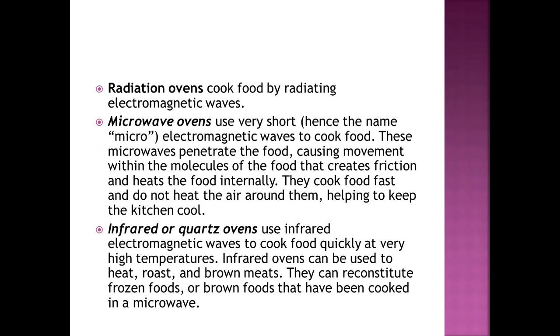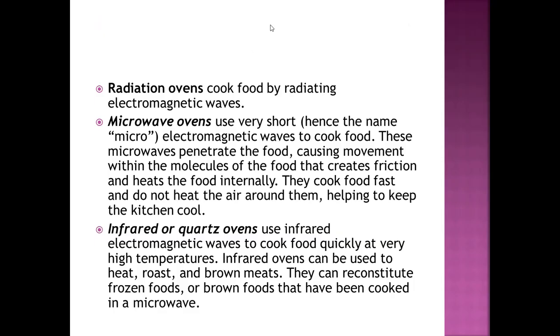So for this one, they use infrared electromagnetic waves to cook food quickly at a very high temperature. So infrared ovens can be used to heat, roast, and brown meats. They can reconstitute frozen foods or brown foods that have been cooked in a microwave. So that is for our radiation oven.